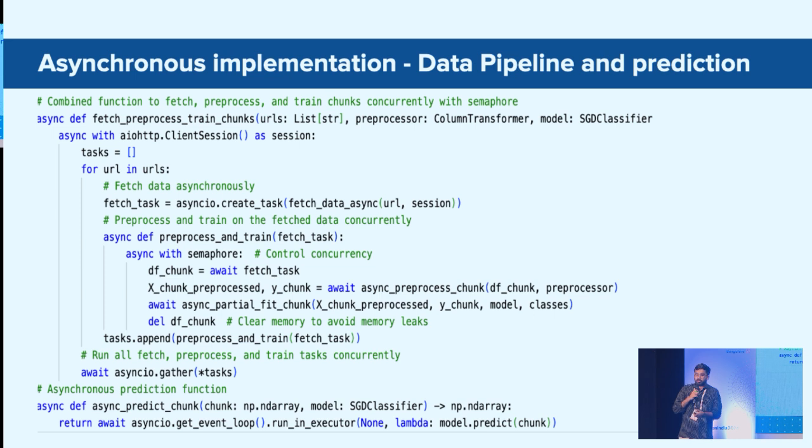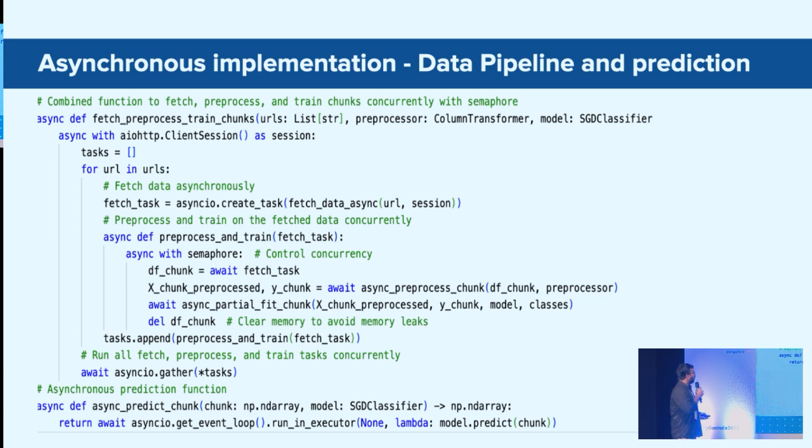So we are using the await fetch task. If there's no task which is fetched, it will wait until at least one chunk we have fetched, and then only the pre-processing or the training begins. So that's why the await keyword is there. And then once you have that, you can start with your pre-processing and training functions, which I showed you. And then you have the task.append pre-process and train fetch task, so that you have a track of whatever you have trained already, and make sure you delete that chunk of data from the memory so that you don't keep on training on incremental data as you keep fetching.